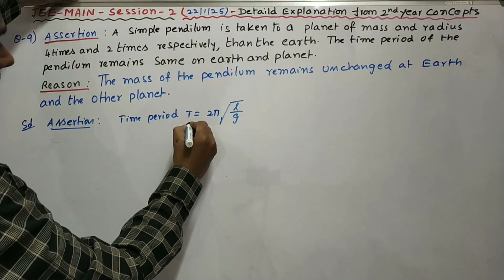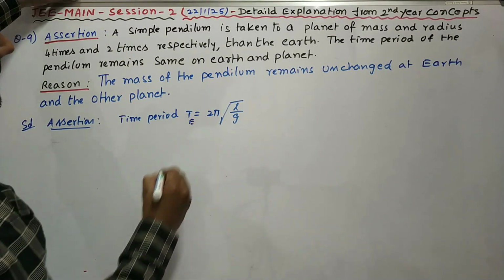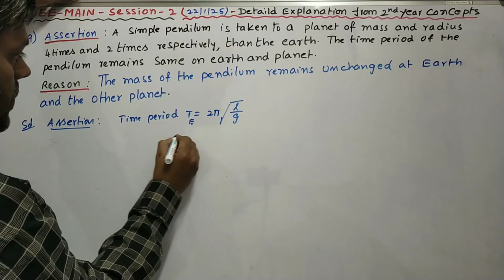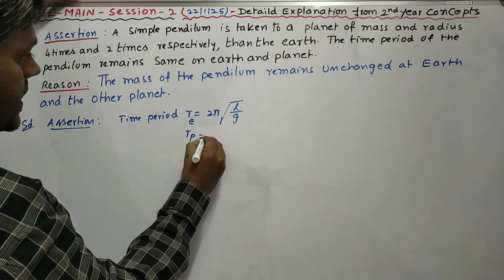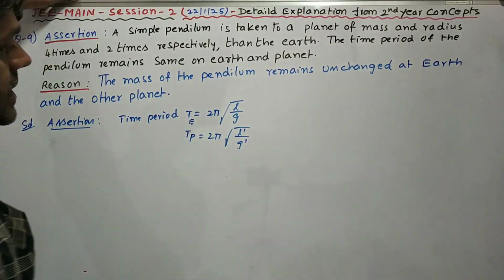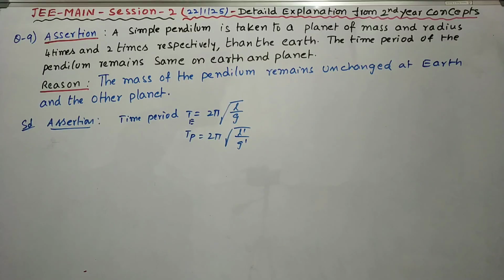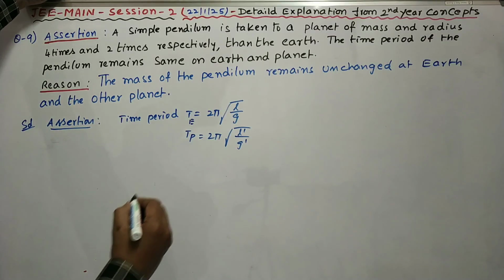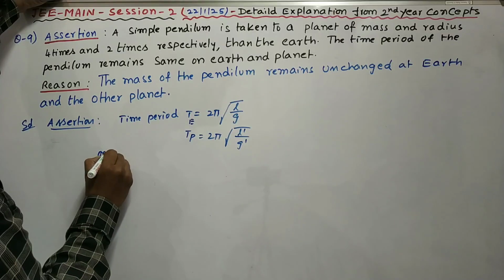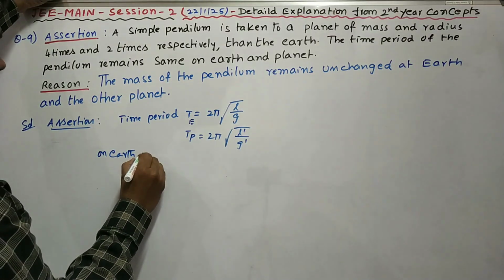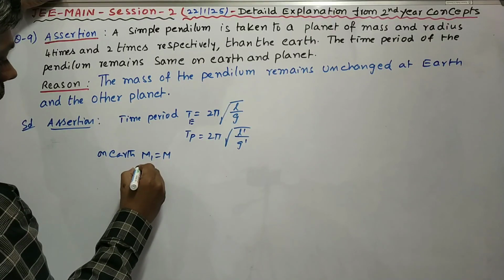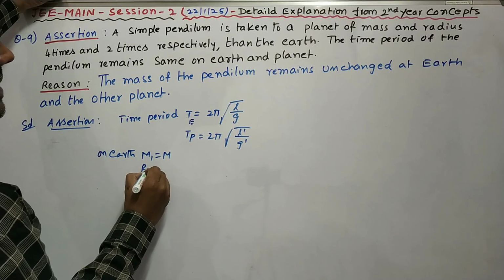This is on Earth. Time period of a pendulum on Earth T is equal to... Okay, so time period of pendulum at another planet TP is equal to root over L dash by G dash. What is given on Earth? On Earth, mass m1 is equal to m. Its radius r1 equal to R.